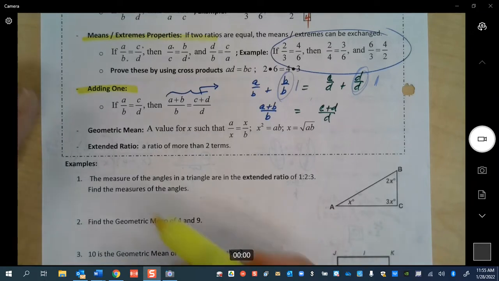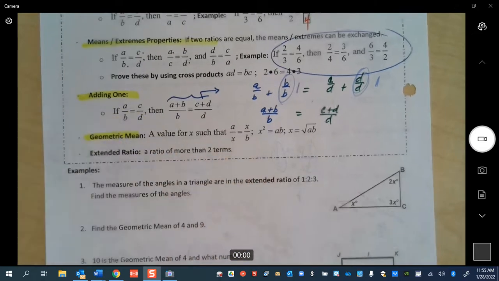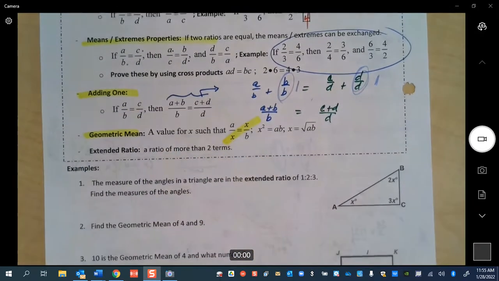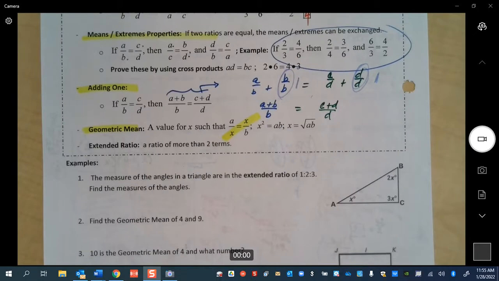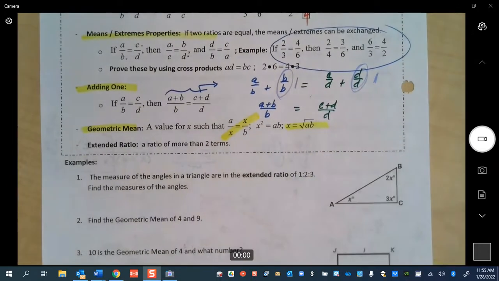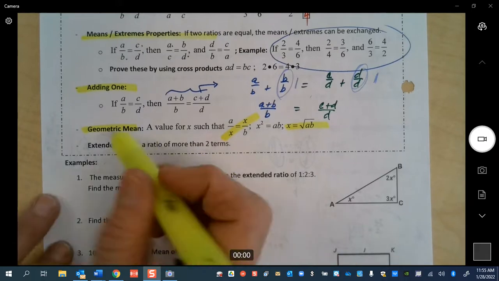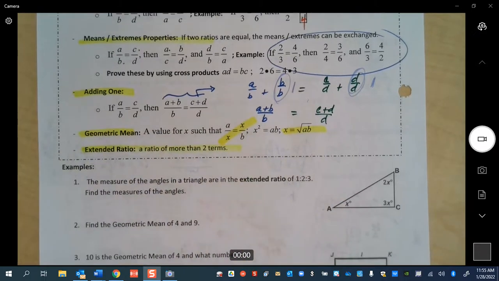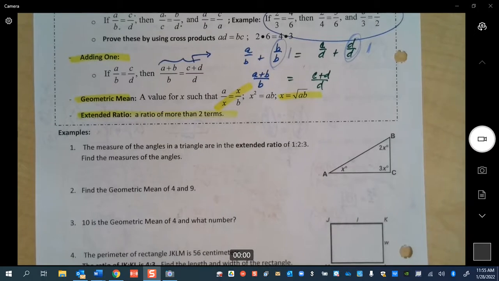The next property that you are supposed to know is our geometric mean. And that's going to be these two numbers that exist in this relationship. And here's where we end up practicing lots of simplifying radicals. Because every time I want to solve for the geometric mean, I have to take the square root of the product of those values. We're also going to talk about extended ratios, where we have ratios that exist of more than two terms. So if you want more explanation on any of this stuff, go back and watch the videos posted on Schoology.